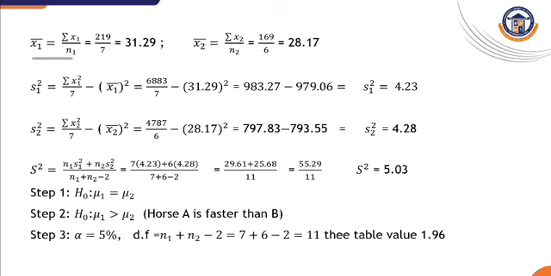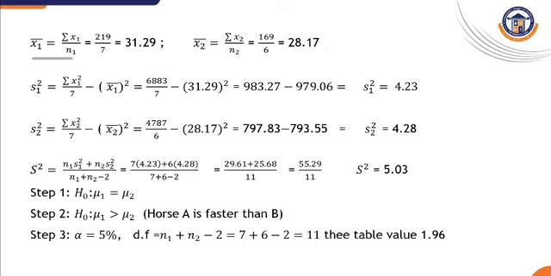4787. Now we know the mean value formula for horse A, which I represent here as x1 bar. The sum of x1 is 219, the number of items is 7, therefore the average value is 31.29. The x2 bar represents horse B. The sum of x2 divided by n2, which is 6, the sum of x2 being 169, is equal to 28.17. These are the mean values.